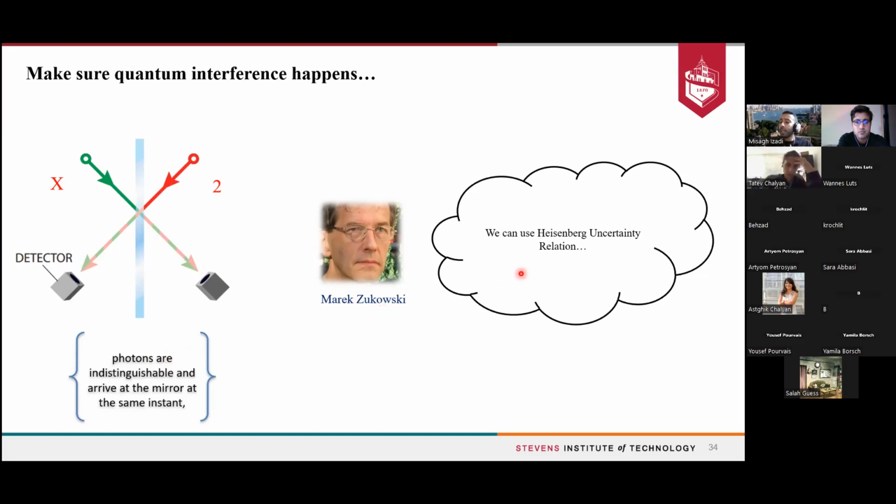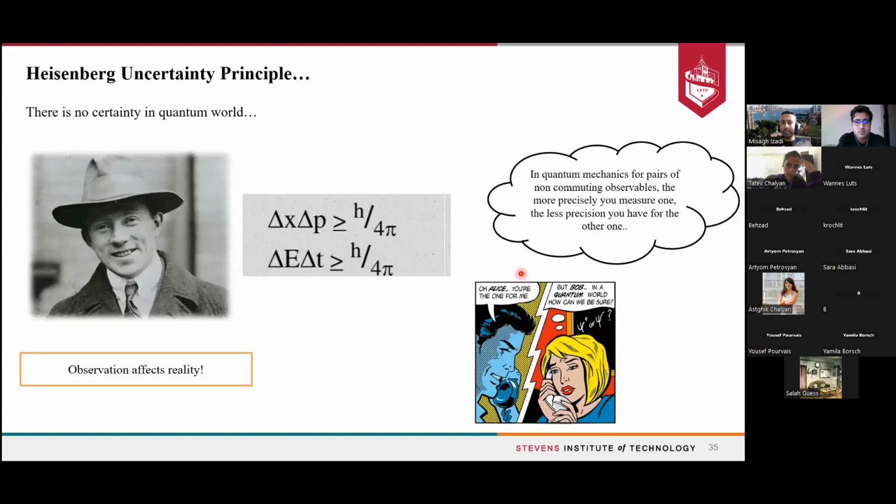He proposed to use the Heisenberg uncertainty relation to make sure that the quantum interference happens. But how? First, let's see what the Heisenberg uncertainty relation is. This is a strange feature of quantum mechanics. It says for non-commuting observables, just like position and momentum of a photon, or time and energy of the photon, which basically means the wavelengths and the time of the photon, there is no way to have simultaneous eigenfunctions for these operators.